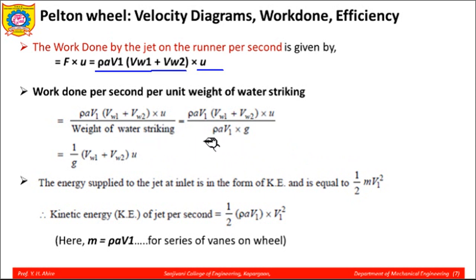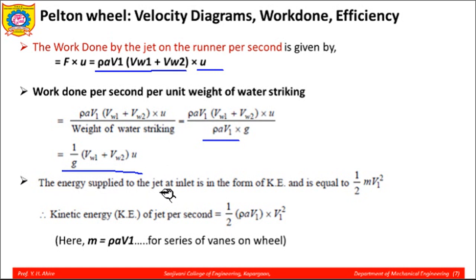So it is a ratio of rate of work done per unit weight of the water striking. The weight of water striking is nothing but mass flow rate of water into acceleration due to gravity. So divide this into the rate of work done. On simplification we have 1 by g (Vw1 + Vw2) into U as the work done per second per unit weight of water striking.